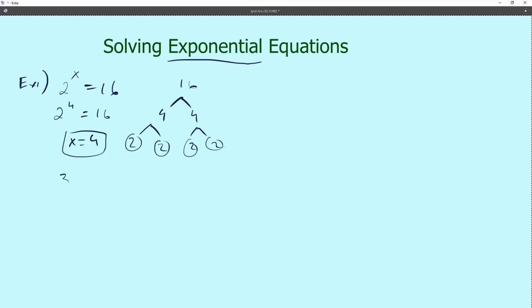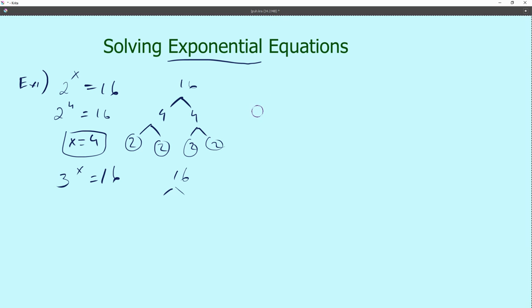Now, if I were to ask you 3 to the x is equal to 16, that's going to be very hard to do, right? Because you break 16 down, you don't have threes. So that's going to require a little bit more work to do. Actually, you need a calculator to help you because we can't really do it. It's irrational, and our mind cannot come up with irrational numbers. So that's another story, but that's what an exponential equation is.